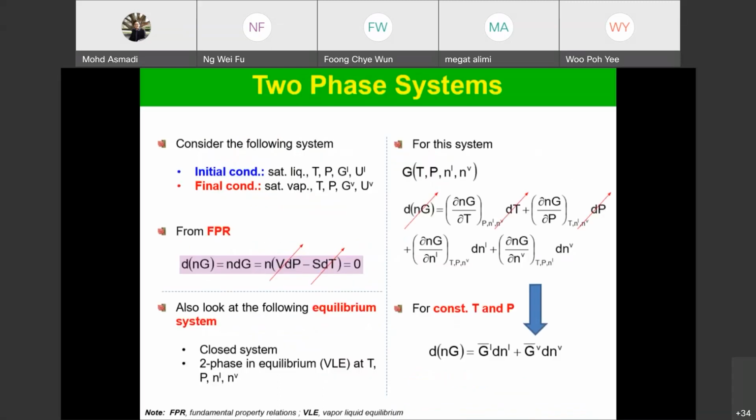So this is an example for the two-phase system, the derivations. If we consider a closed two-phase VLE, vapor-liquid equilibrium system, with T, P, N^L, and N^V, the numbers of moles, then at constant temperature and pressure, the total G is equal to the sum of the liquid and vapor contributions, giving the partial Gibbs energy for the liquid and also for the vapor, because some is in vapor and some is in liquid.